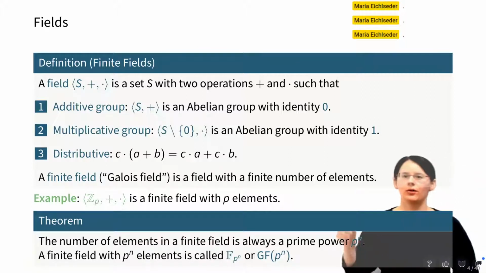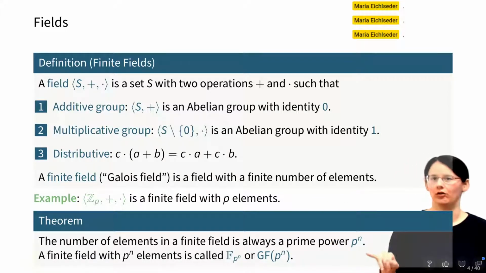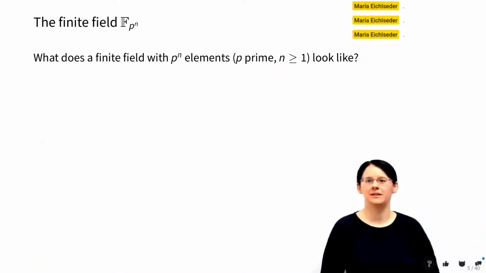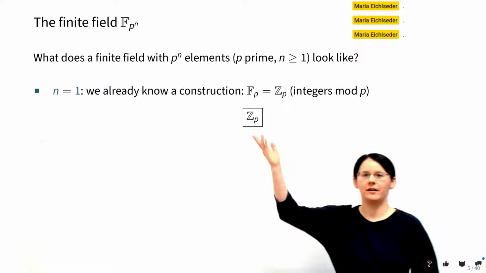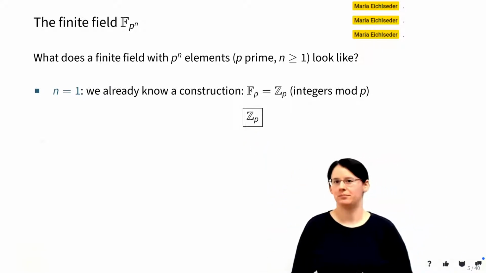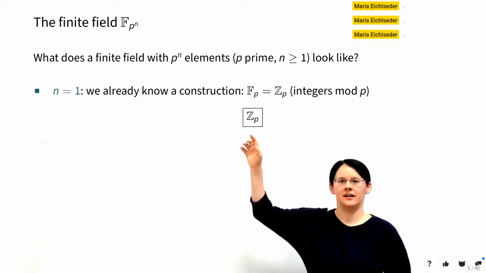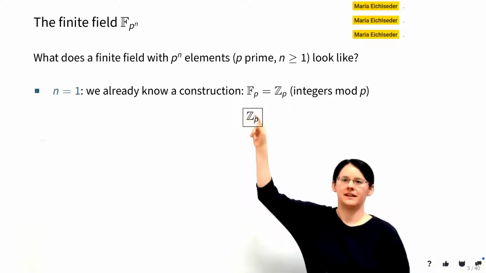So we already know how to build it when the exponent is a 1, so with p to the power of 1 elements. But the question is, how do we do it with more? So what does a field with p to the n elements look like when n is bigger than 1? When n equals 1, we have this Zp that we already know. And the following, I'm using this notation with boxes when I mean I'm using one element from the set I describe in there.